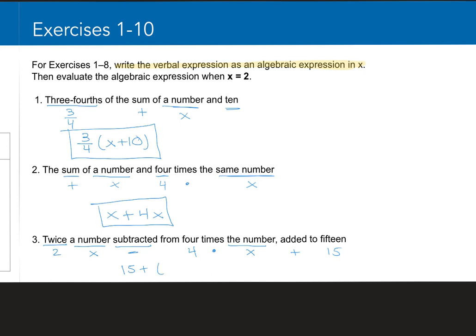All right, so we have twice a number being subtracted from 4 times a number. So I have 4x, and I'm going to subtract 2x from 4x because it's twice the number being subtracted from 4 times that number. Okay.